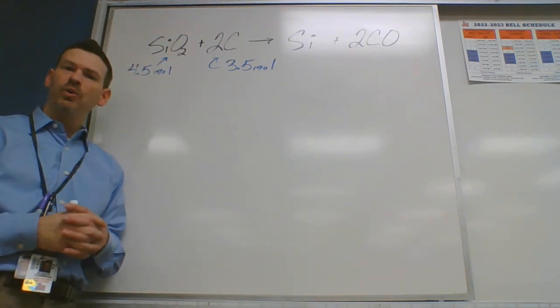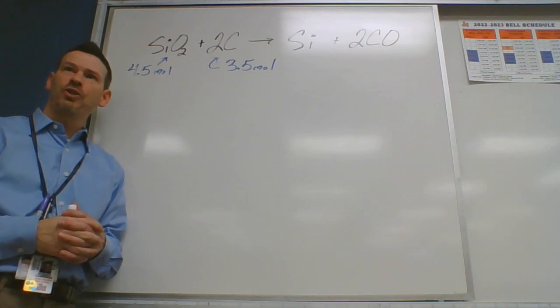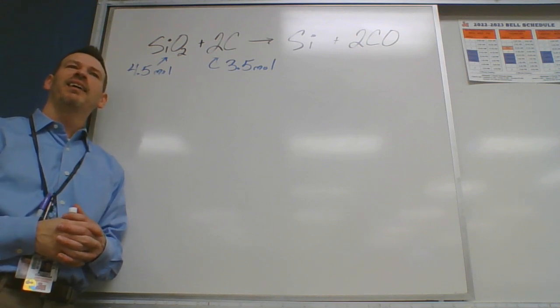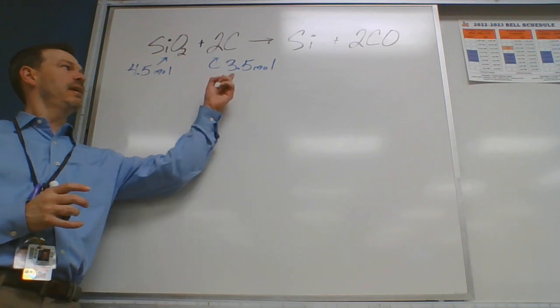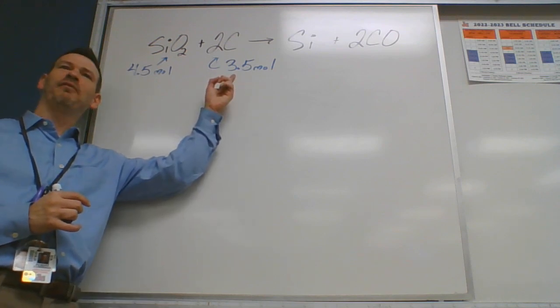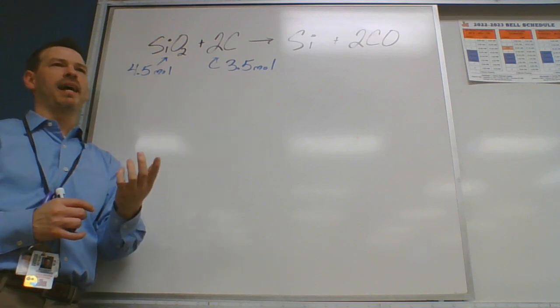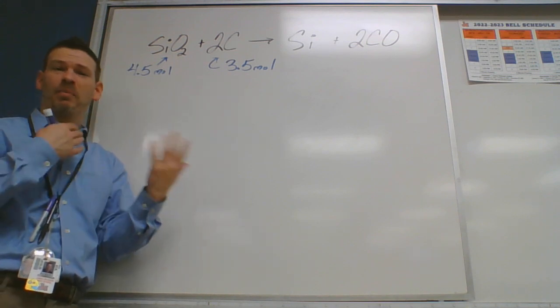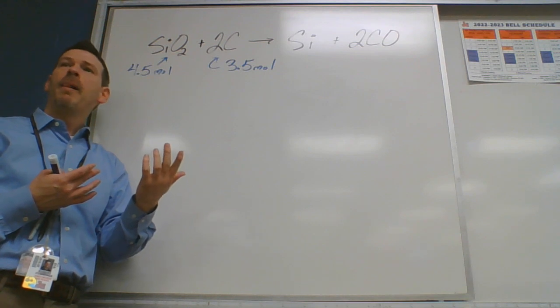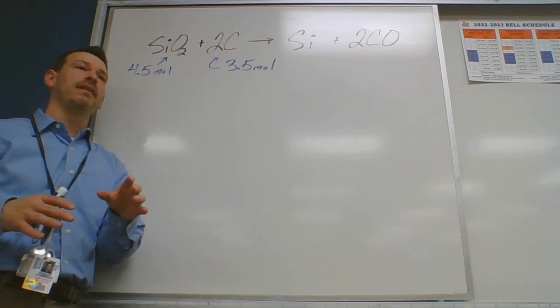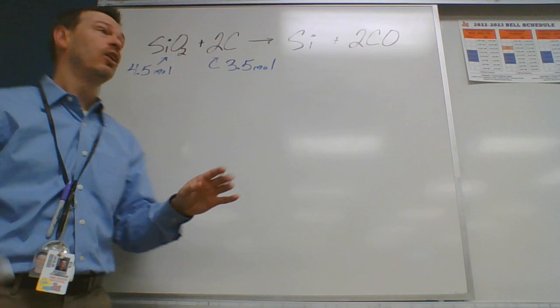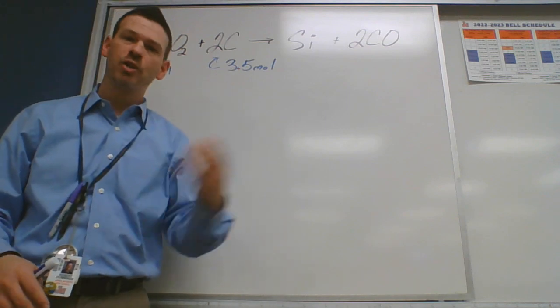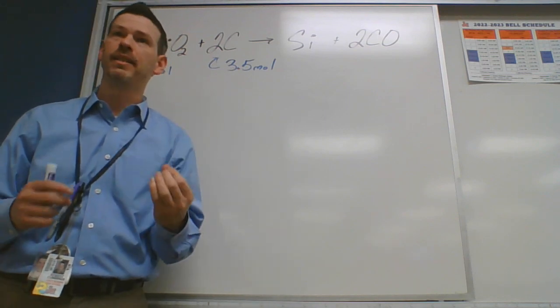Who are you going to run out of first? Now, I know what you're thinking. You're thinking carbon. There's less of it. It's the smaller number. It doesn't work like that. I mean, maybe you have a 50% chance, it looks like here. But I'll prove to you by the end of the day that you cannot go off of those starting numbers to draw your conclusion with certainty.